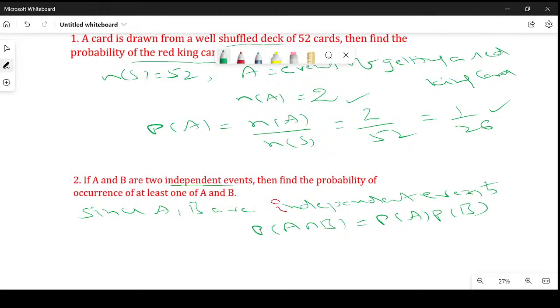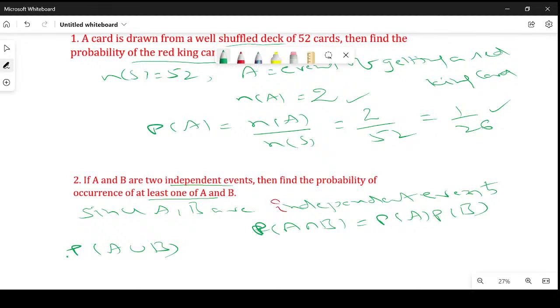Since A, B are independent events, the probability of A intersection B is equal to P of A into P of B. Then, probability of occurrence of at least one of A and B. When they say at least one of A and B, it means they are asking us to find P of A union B.